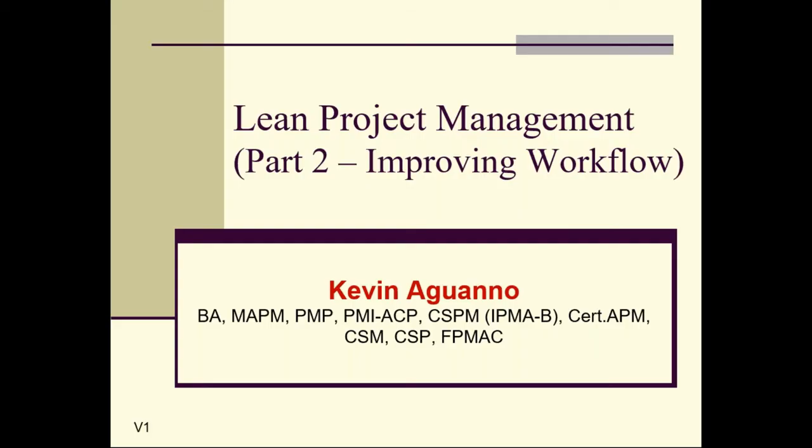Today's webinar, Lean Project Management. This is part 2 of a 2-part series on lean project management. Part 1 focused on eliminating waste, how to get rid of waste in our processes. Part 2 is how to improve workflow. This series takes general lean principles, which are an operations management discipline, and extracts from them components that can work in a project management context and applies them there.